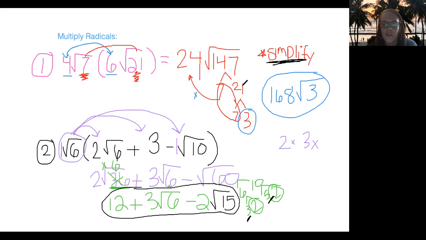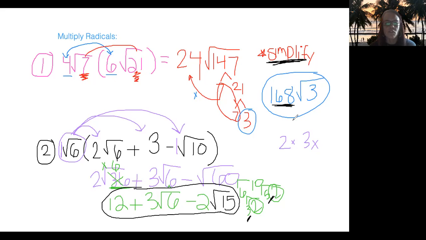So I did 7 and 21, and then 21 breaks down into 7 and 3. So I can pull out my 7, and I can multiply the 7 by 24, and that's how I got 168. Again, you can check in your calculator just to make sure you get the same answer. The 3 is still left on the inside because it doesn't have a partner. So my final answer is 168 square root of 3.